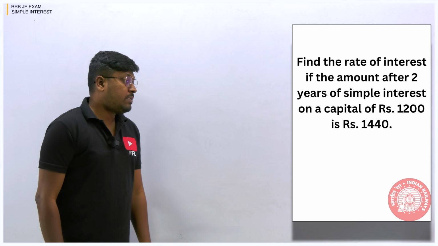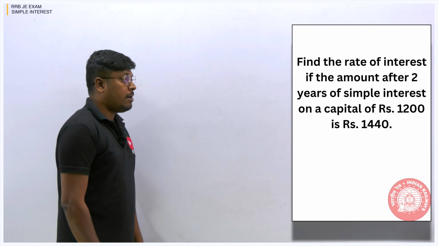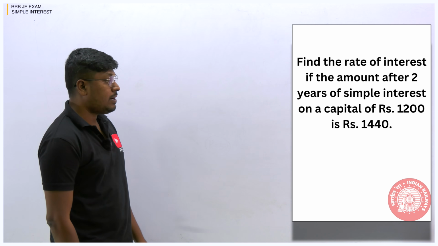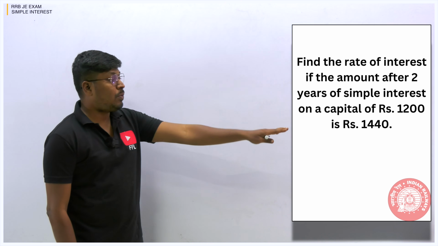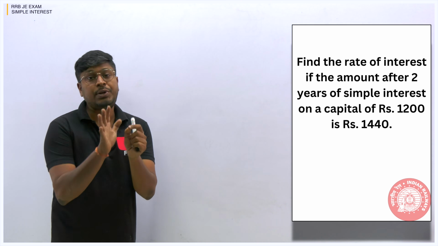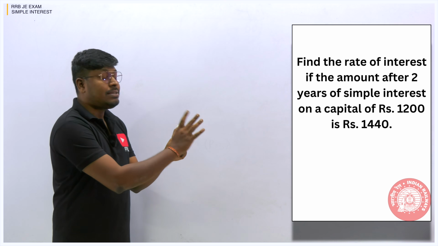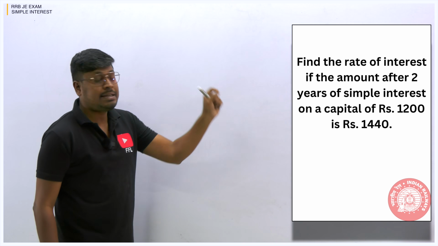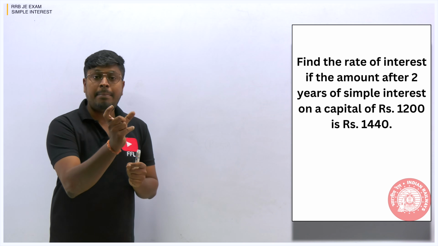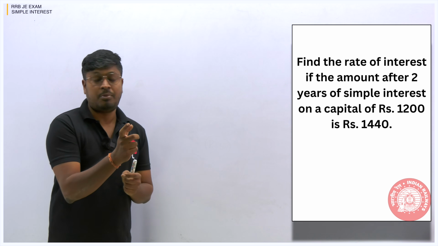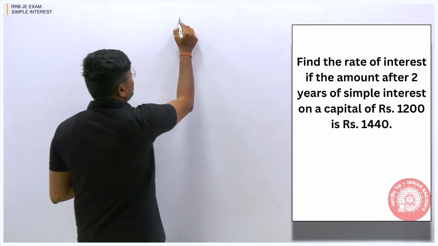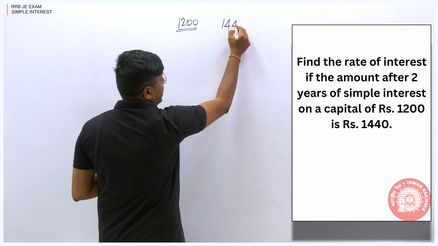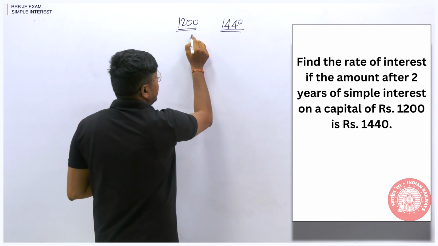Next question. Find the rate of interest if the amount after 2 years of simple interest on a capital of 1200 is 1440. Just see here, what is the target? Our target is to find the rate of interest, and the time duration is given as 2 years. The amount is given on a capital. Capital means the initial amount, which is the principal amount. So how much is the principal amount? 1200. So this 1200 rupees becomes 1440 in how many years?